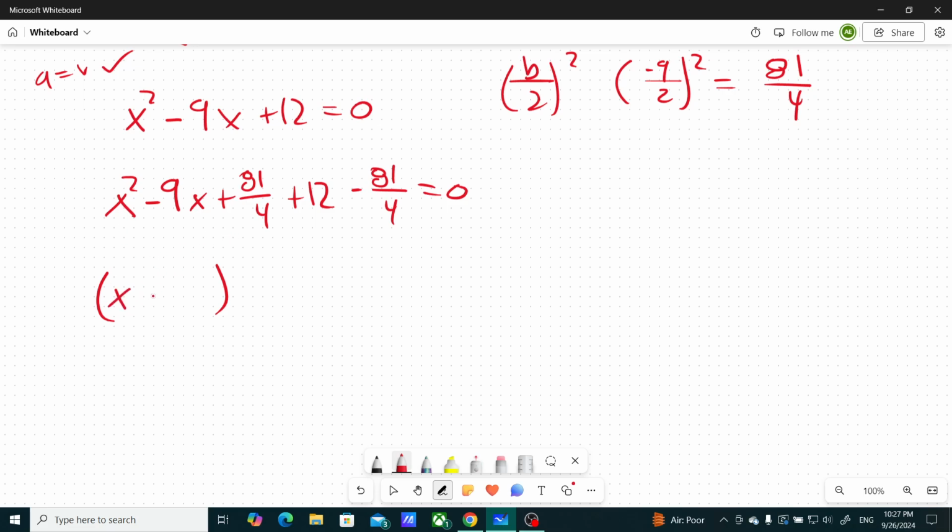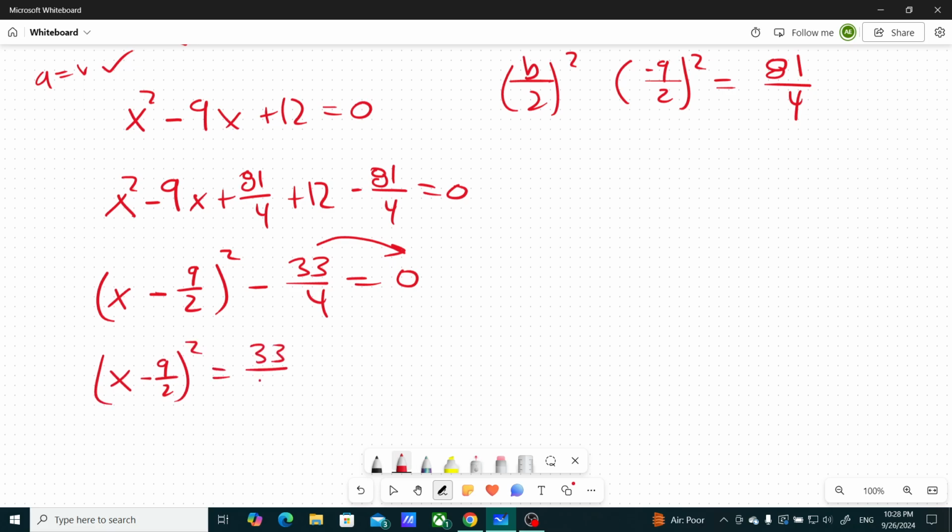It's going to be square root of the first, copy the middle sign, and square root of 81 over 4 is basically 9 over 2, squared. And then I will add a positive 12 to negative 81 over 4 on the calculator. This will give me a minus 33 over 4 equals 0. To solve, I will move this minus 33 over 4 to the other side. I will have x minus 9 over 2 squared equals positive 33 over 4.